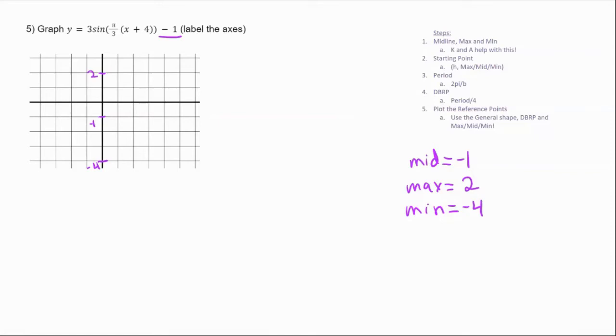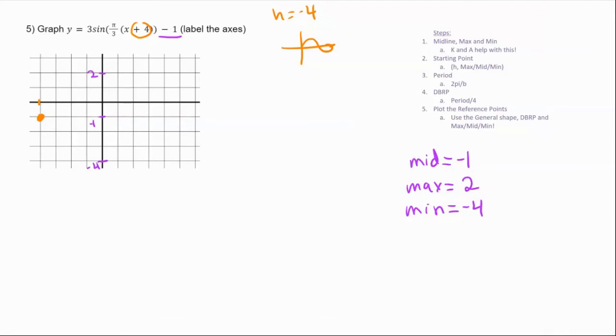First of all, the h value here, I see the h value is actually -4. So that's going to help me because it's telling me I'm going to go to the left 4, 1, 2, 3, 4. That's my x value. And it is a sine function, and it's positive. So the general shape is going to be kind of like that, meaning I'm starting at my midline, which I already said is at -1. So there's my starting point.